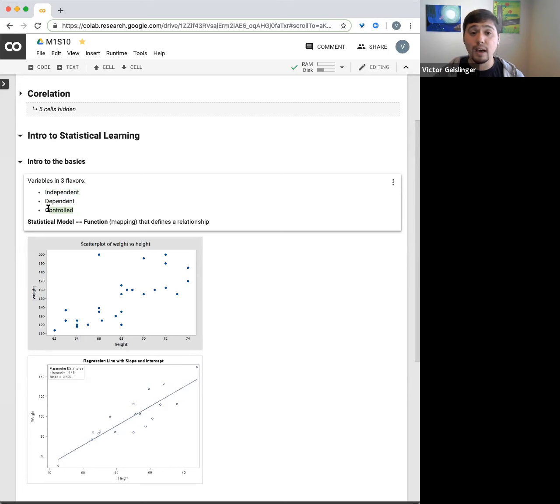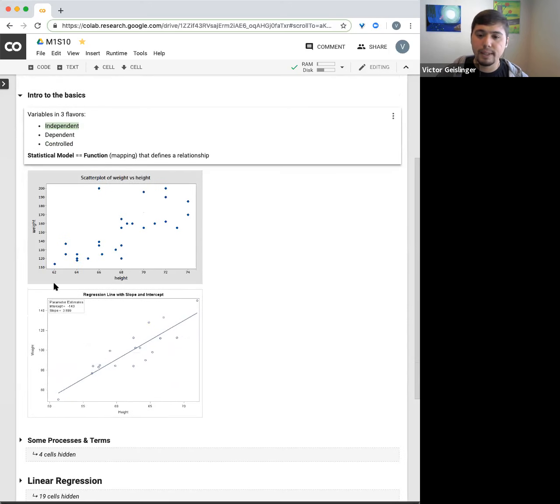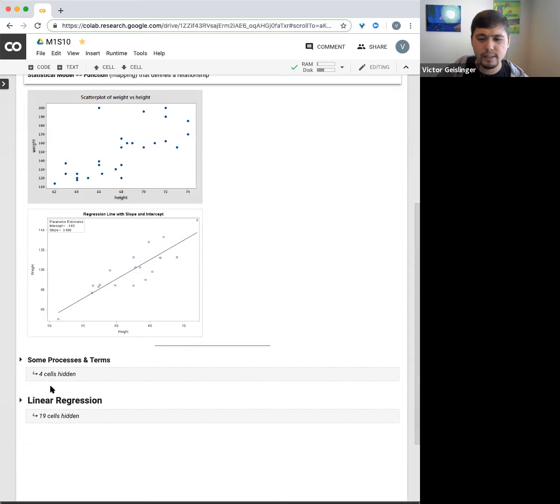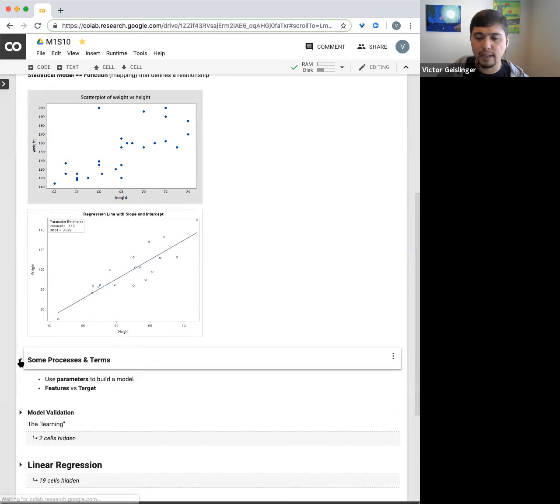Controlled variables are basically other variables that hopefully are not affecting the relationship between an independent and dependent variable. Again, the independent variable goes on your x-axis, the dependent variable goes on your y-axis, at least that's the convention. Hopefully that's all pretty standard and you don't feel like I need to go into that.